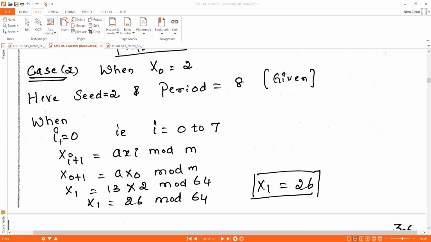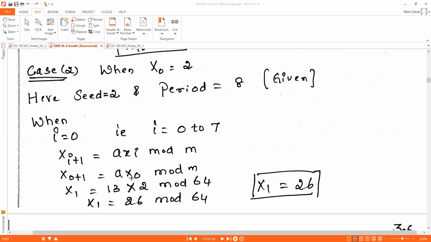So we'll substitute i equal to 0 in this formula, xi plus 1 equal to a into xi mod m. i value is 0, so 0 plus 1 is 1. So we will get the x1 value here. It is a into x naught mod m. The x naught value is given: in case 2, we need to consider x naught value as 2 only.